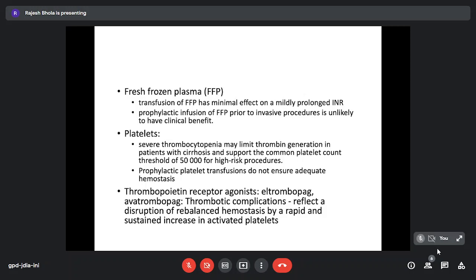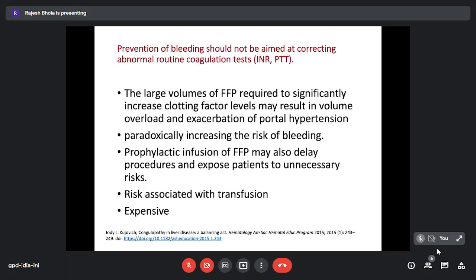But the problem with those agents is that thrombotic complications are increased. This is because there is a disruption of the rebalanced hemostasis by a rapid sustained increase in the activated platelet count because of the thrombopoietin receptor agonist. So what you have learned is that prevention of bleeding should not be aimed at correcting abnormal routine coagulation tests like PT-INR or APTT.